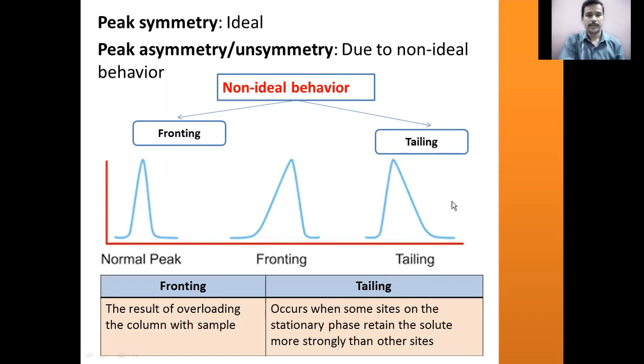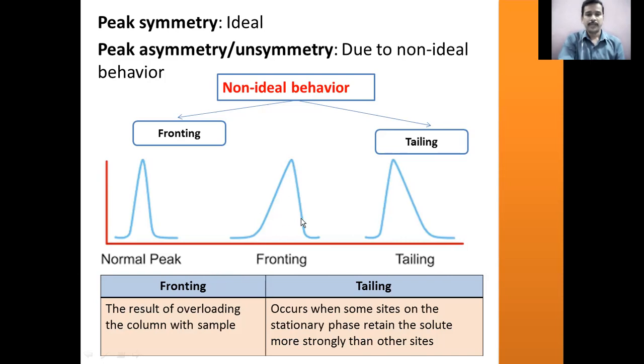If you see here, I have presented three chromatograms. One is the ideal chromatogram. There is no abnormal behavior of the chromatogram here; there is ideal behavior. Here, there is a tail at the beginning of the chromatographic peak, and here there is a tail at the end of the chromatographic peak. So this is a normal, ideal peak, and this is a peak with fronting, and this is a peak with tailing. What is this fronting and tailing?